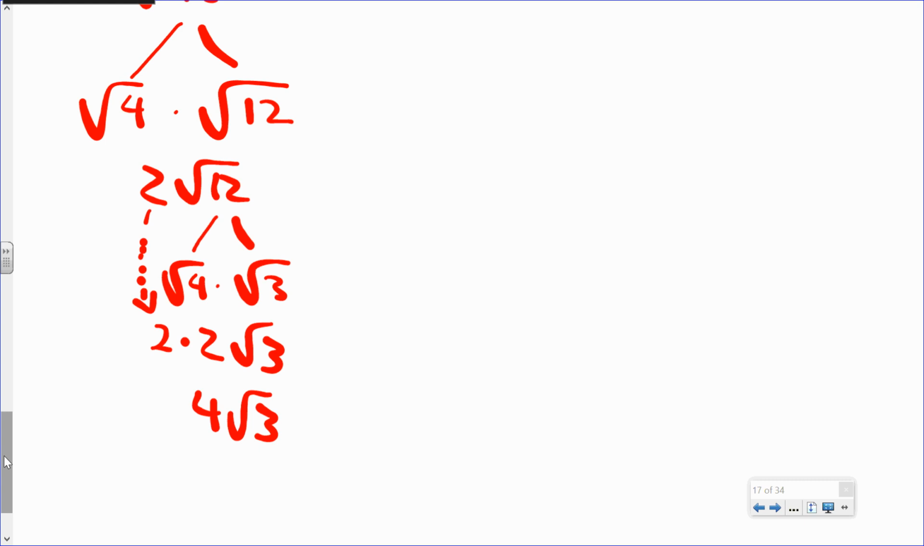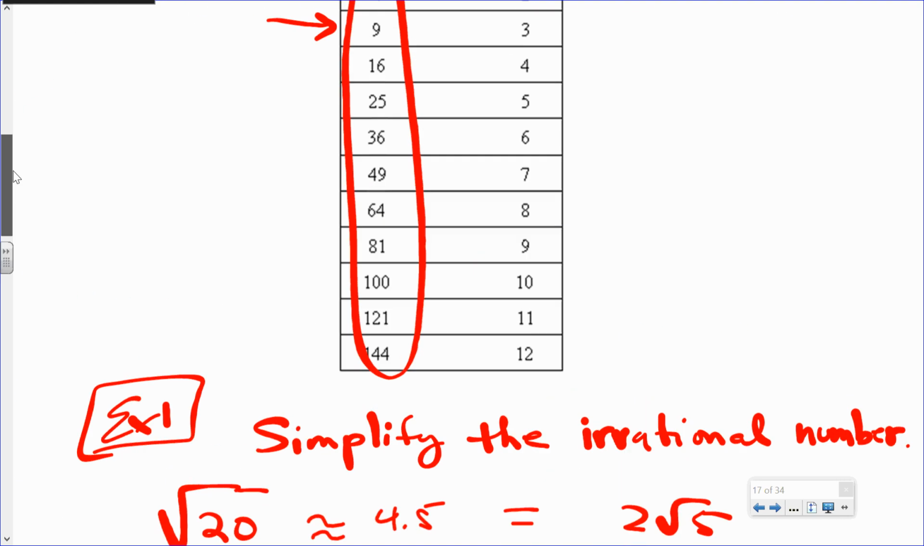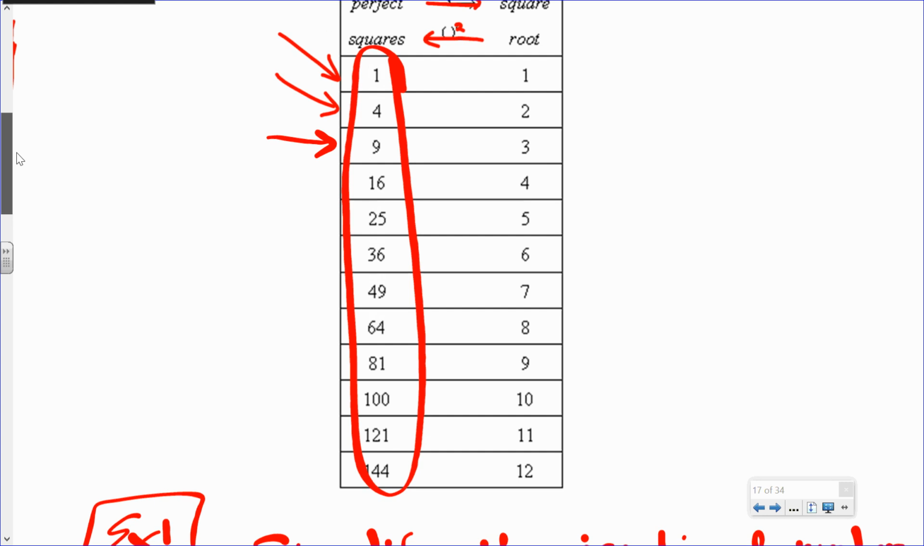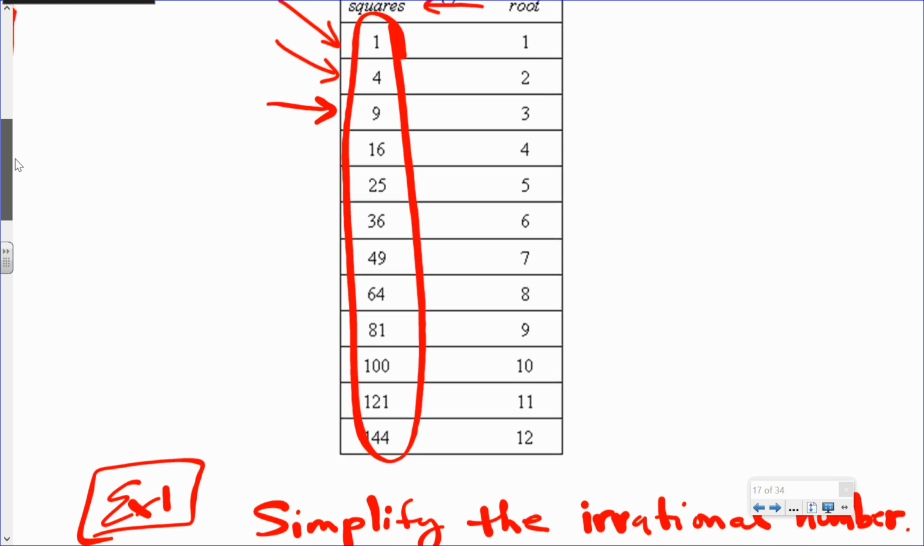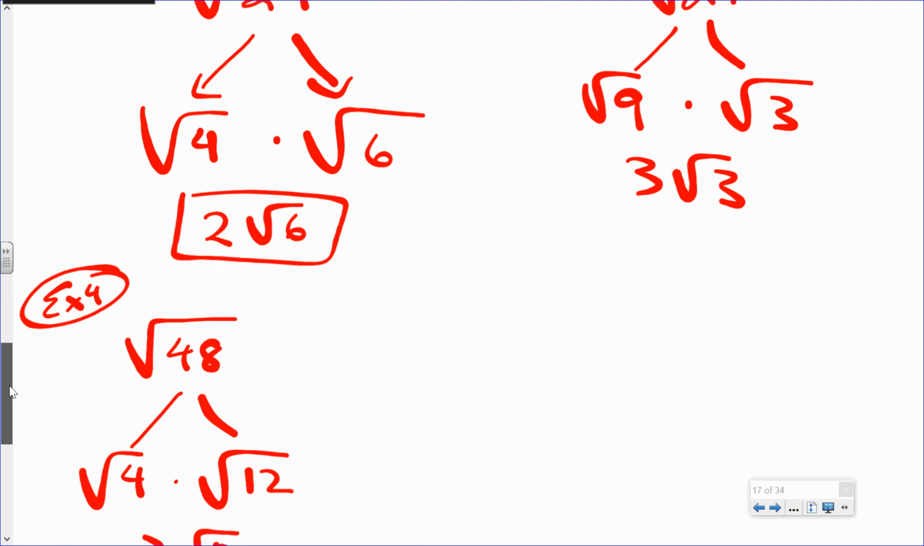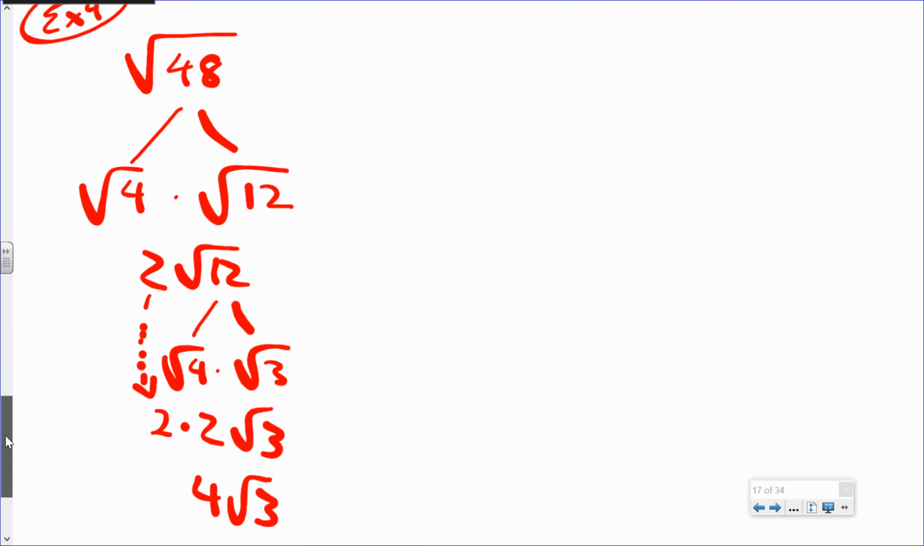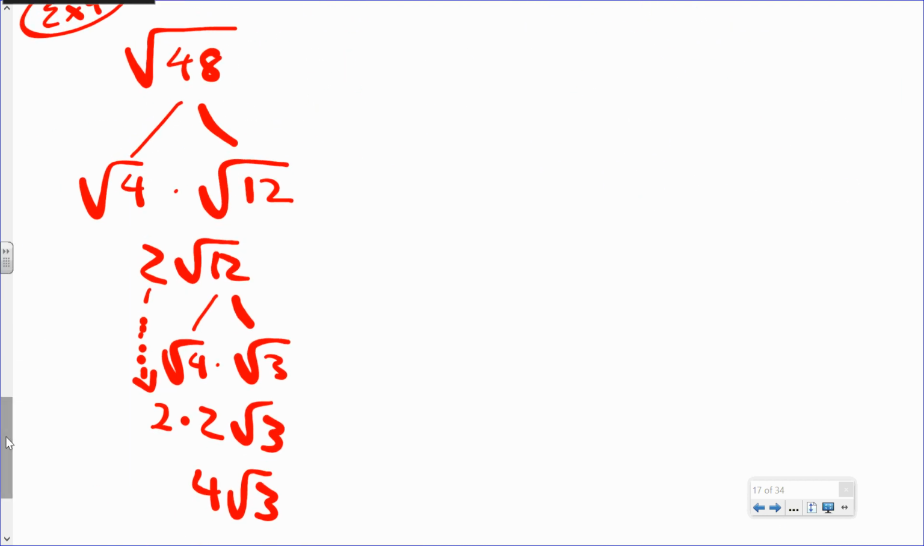Look, it's 4. Remember what I mean by perfect square factor? Perfect square factors are these, this list of numbers that I just highlighted here. If the number doesn't have any of these as a factor, you're done. Okay, so the square root of 48 becomes 4 rad 3. Let me do it one more time from a different angle. Look at rad 48. What's another perfect square that fits in the 48 besides 4?